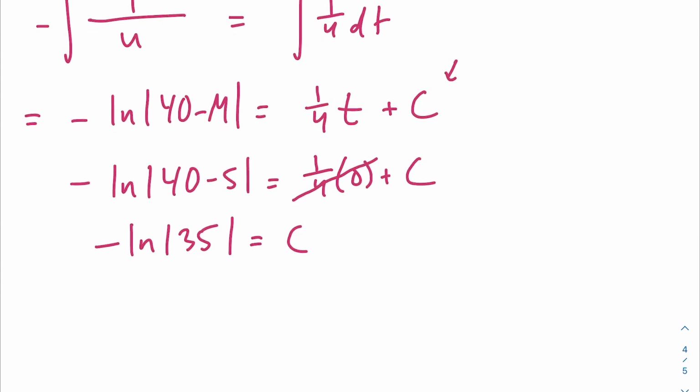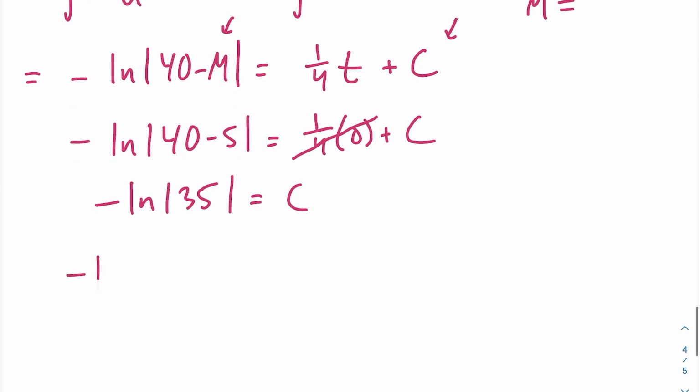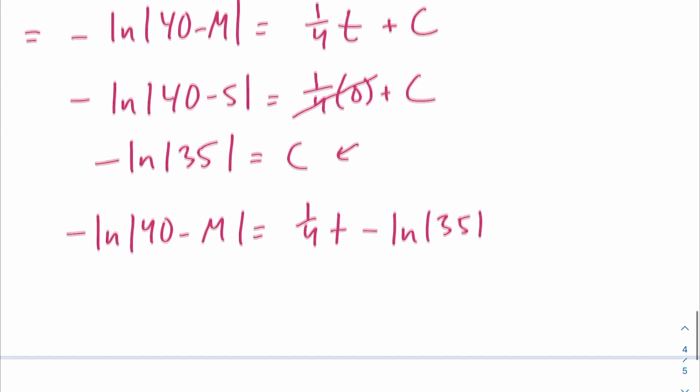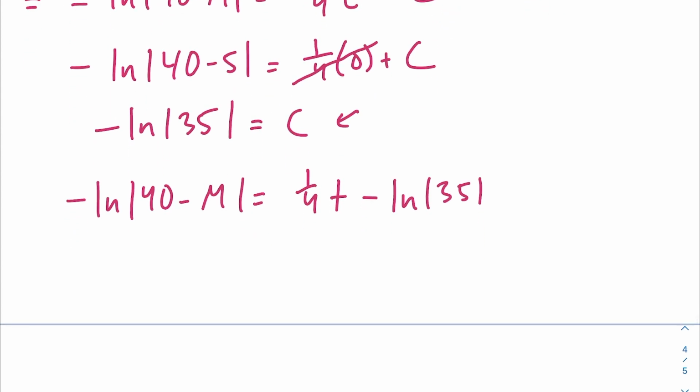And now what we actually want is to solve for m equals. We have all this random stuff on the left side. We have an ln, we have that 40. We just want it in terms of m equals and all the other variables and numbers on the right side of the equation. Okay, so minus ln 40 minus m is equal to 1/4 t minus ln 35, right? Remember we solved for our constant. So now let's simplify our left side such that it just looks like m equals.